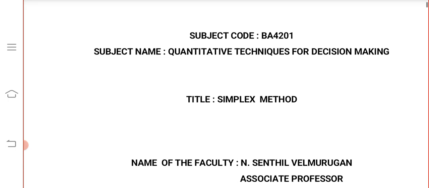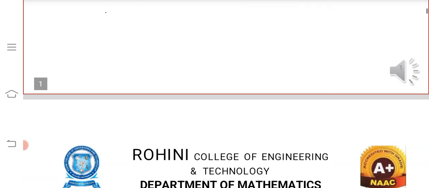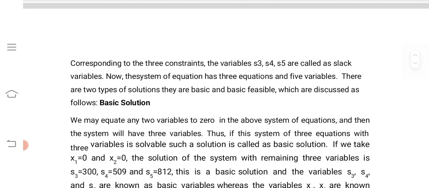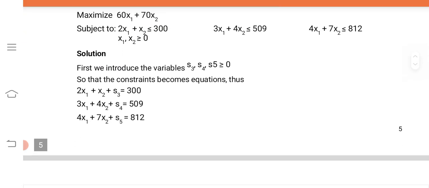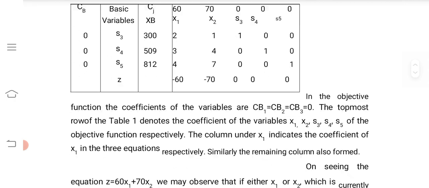Today I am going to talk about simplex method problems. First example, first problem.